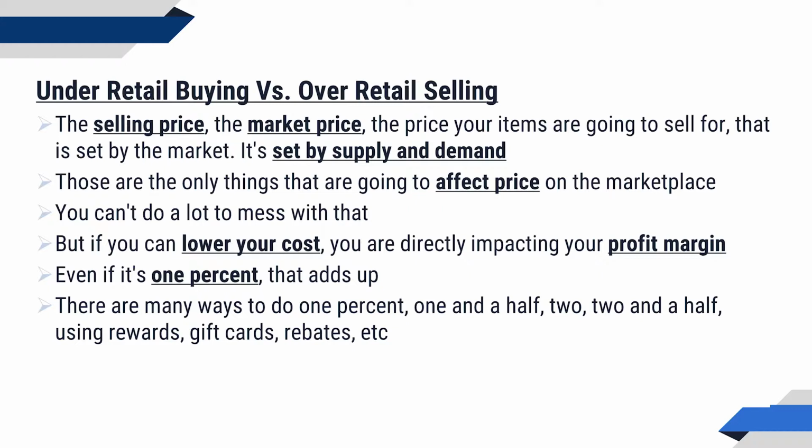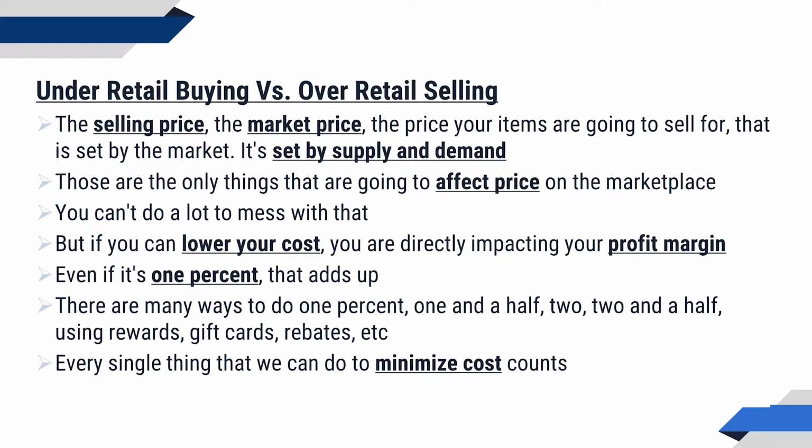It's very easy to say, oh yeah, but I'm only doing like $5,000 a year in sales. Well, we don't want you to stay at $5,000 a year. We want you at $500,000 a year in sales, and the cost of products is going to lead you to that level of sales. You can lower those costs by 3%. That's like an extra car in your driveway, right? These are big numbers by the time you add them up. So every single thing that we can do to minimize cost, we want to do. And that goes into the two models that are out there, under retail buying and over retail selling, right?